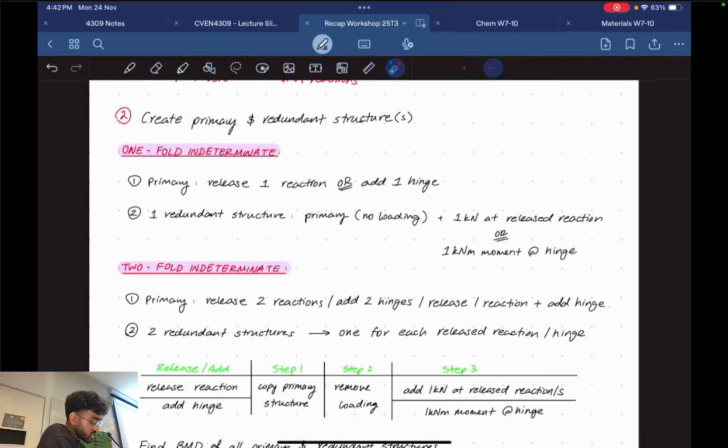For your redundant structure, you're going to get rid of the loading. Very, very important, because if you try to do it with the loading, it becomes really messy. Now you can do two things. You can either add 1 kilonewton at the released reaction.